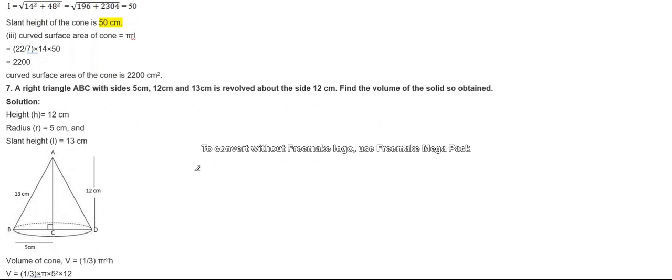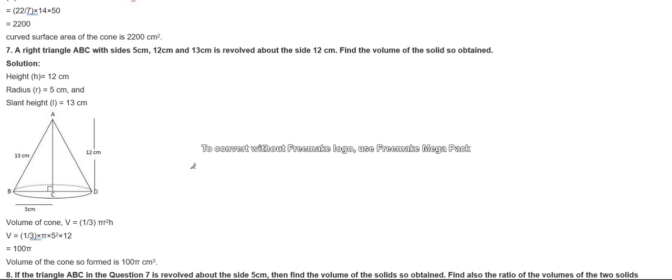Now have a look at our next question, question number 7. Just see what the question is saying. A right triangle ABC with sides 5, 12 and 13 is revolved around the side 12. A right angle triangle ABC is there, where AC is 12, and it is revolved around this side. When this right angle triangle is revolved around this side, we get a cone. The question is, find the volume of the solid so obtained.